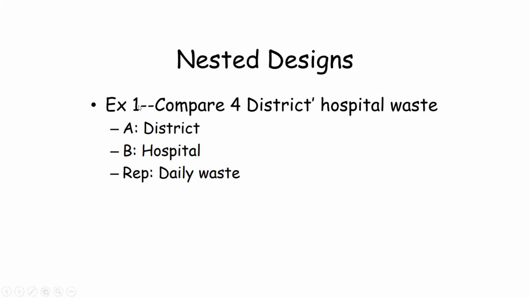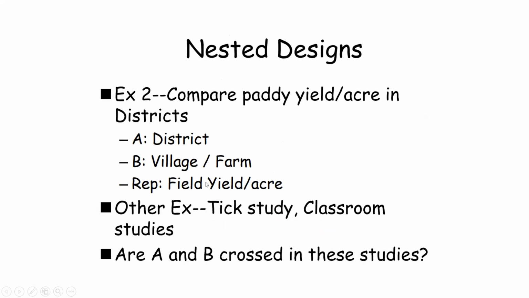Example 1: compare 4 district hospital waste. We can handle this kind of question with the nested design. The factor is district. How many districts do we have? We have 4 districts. And what is the condition we are considering? Hospitals, B. The hospitals are nested inside the district. Then the replications are daily waste.